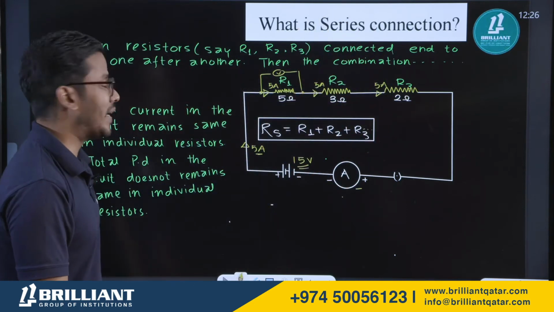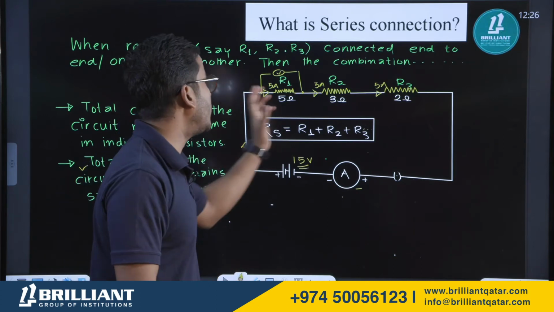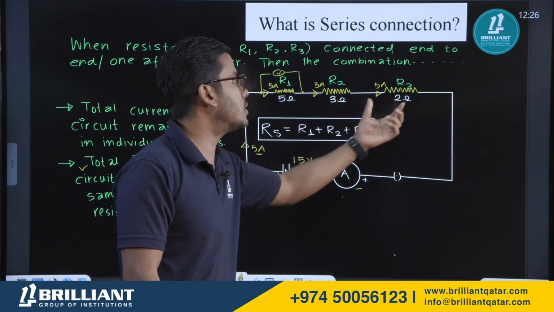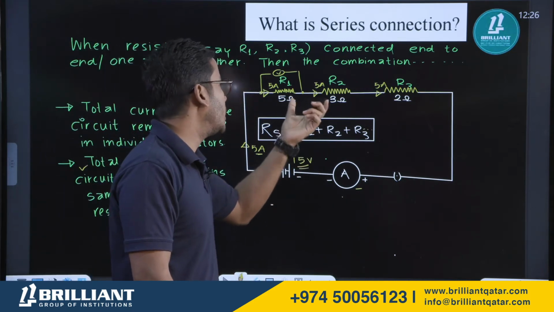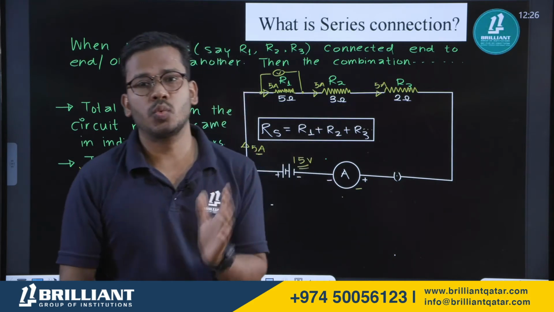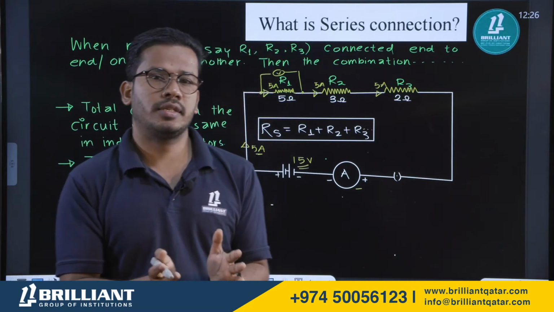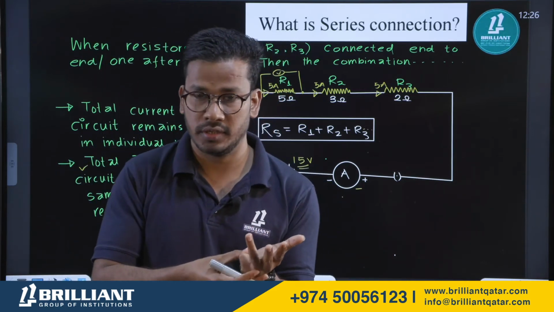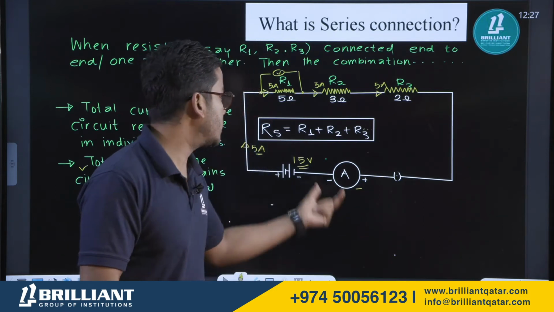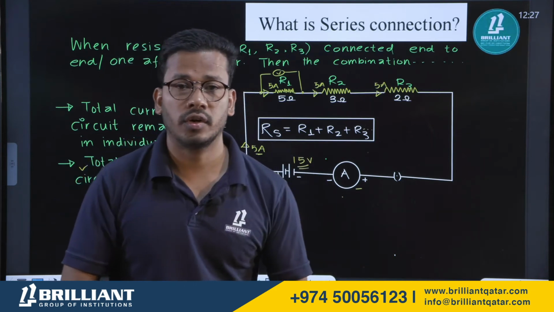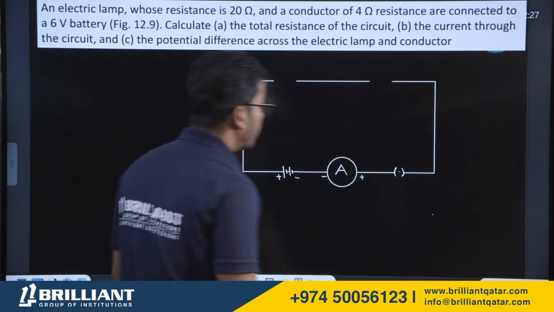All right. So what are the two specific points about series connection? The first point is the total current in the circuit remains same in individual resistors. And the total potential difference in the circuit does not remain same in individual resistors. Beautiful. So this is what I am trying to explain: while we connect resistors in series, what is going to happen to the current? What is going to happen to the potential difference? How to calculate the total resistance? There you go, you have a formula right now. And a few numericals. Let me start the first numerical, number 1.